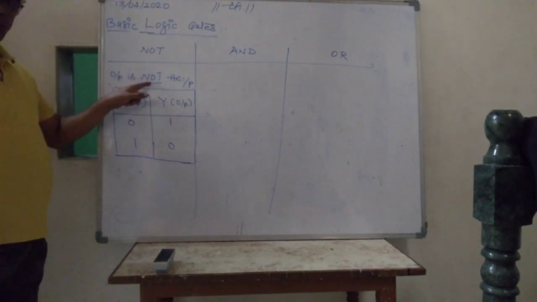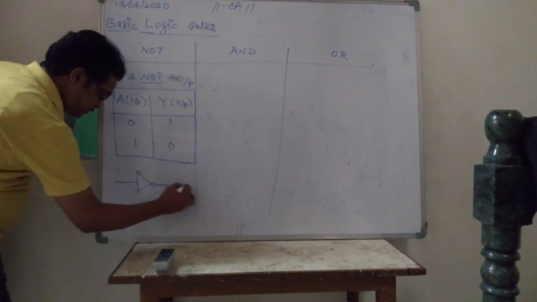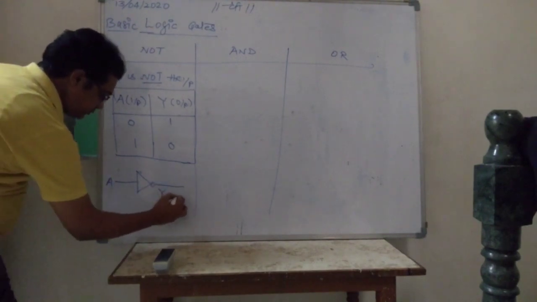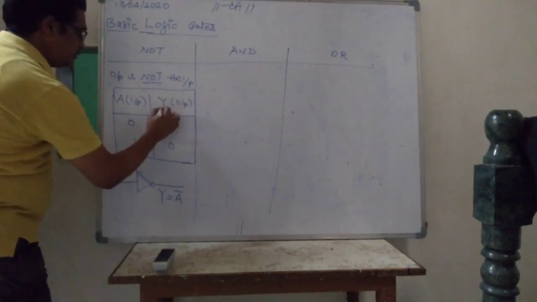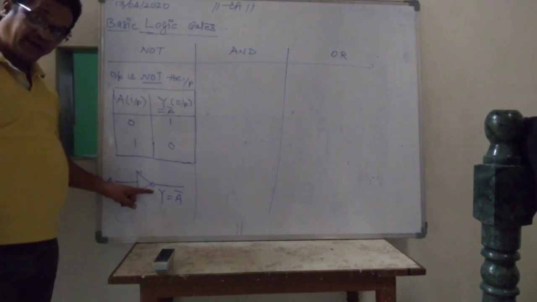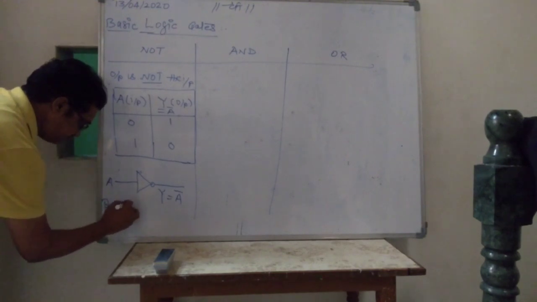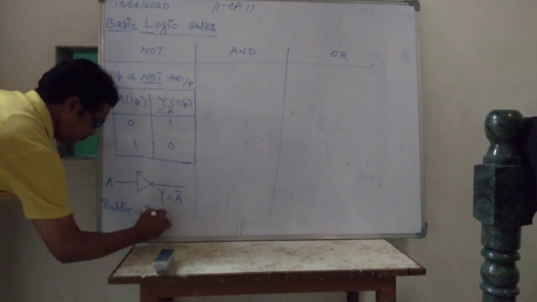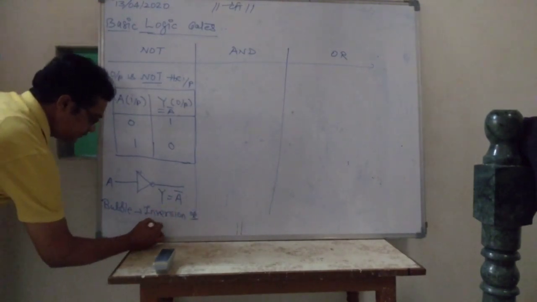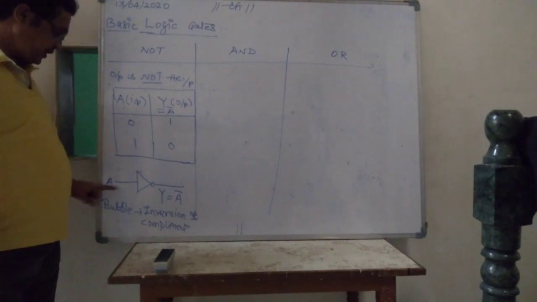Output is not the input. So symbolically, NOT gate is defined like this. This is the symbol of NOT gate. This is input A and this is output. Output is the complement of input. This bubble indicates inversion or complement. So the complement of A is A complement.